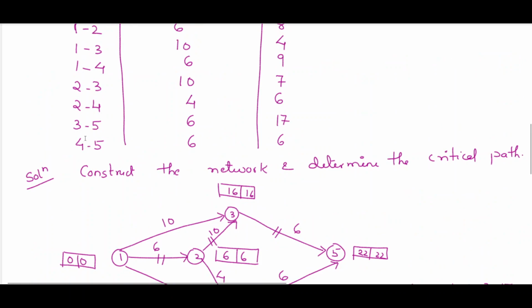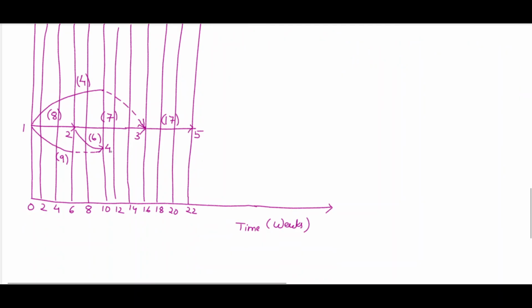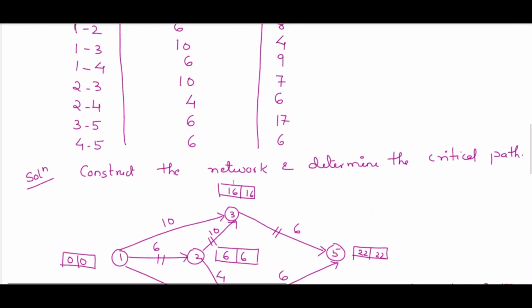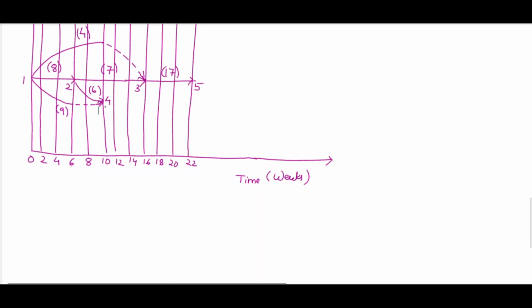3 5 is already the critical activity, then 4 5. 4 5 duration is 6. But actually if we see, this is node 4. From 4 to 5 it is 10 to 22, means 12, but it should be 6. So 10 plus 6 up to 16 will be a continuous line, and the other remaining dotted line, so that we make a continuous network. Duration is 6, and manpower requirement is 6.